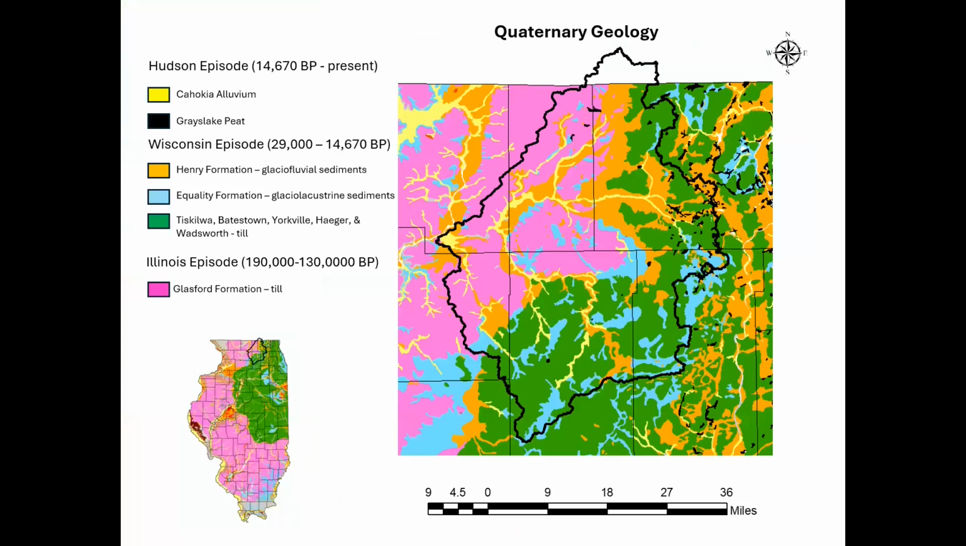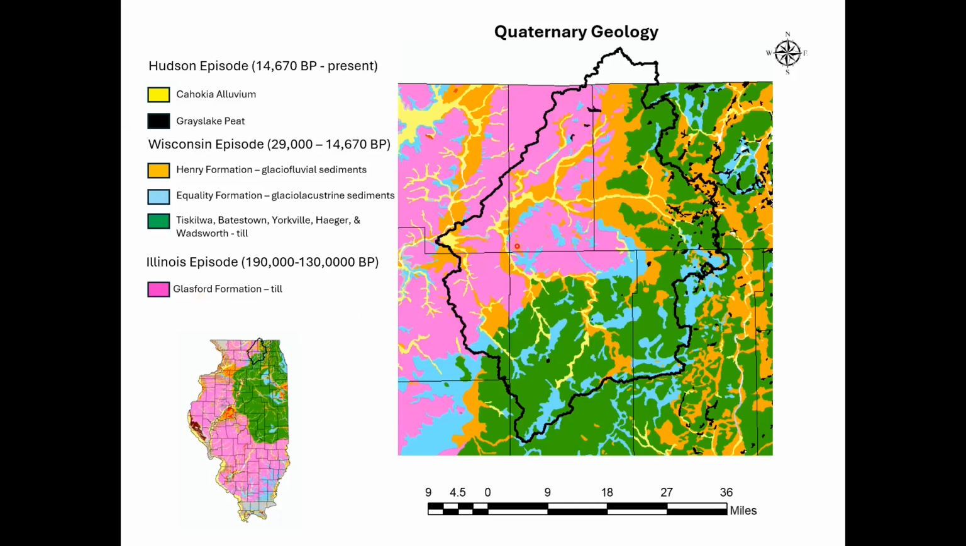All right, so let's look at the Quaternary or the glacial geology in the area. The most recent glaciation stopped along the red dot that's moving down through here. So the end moraine of the last glaciation is right here. The western part of the watershed is older sediments.